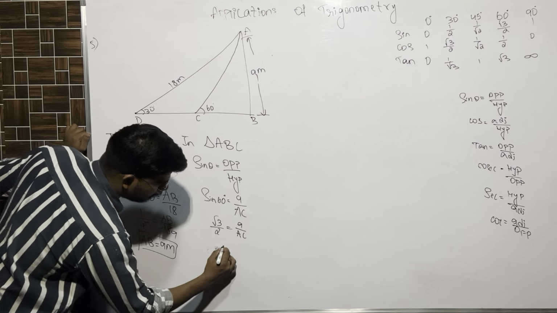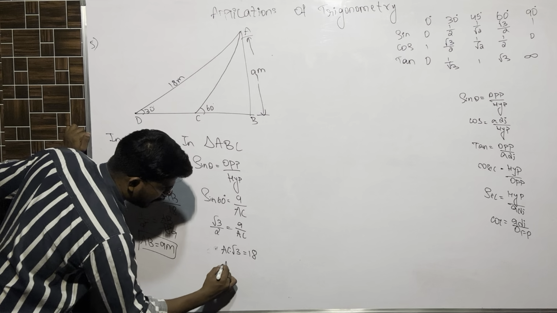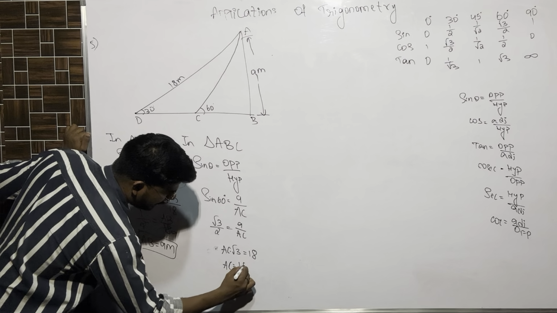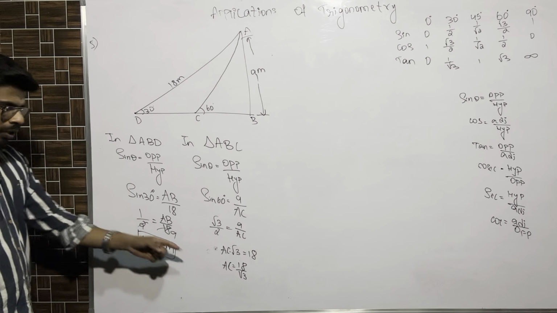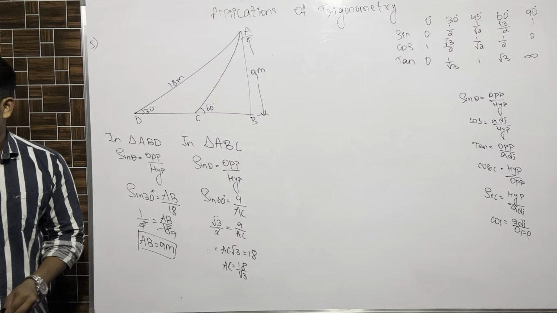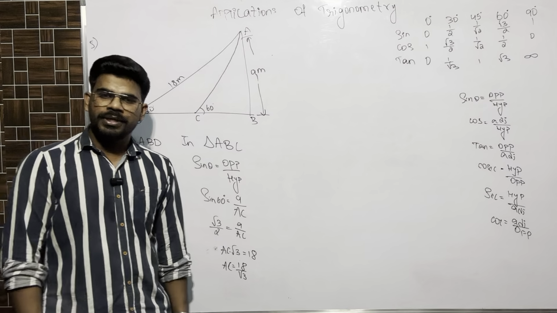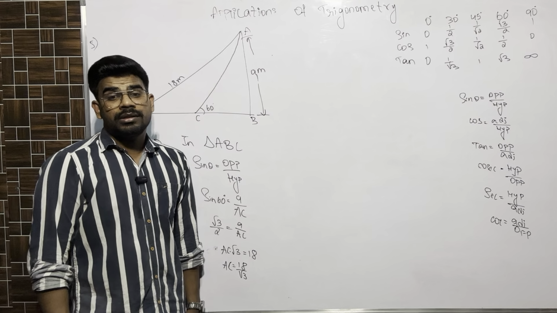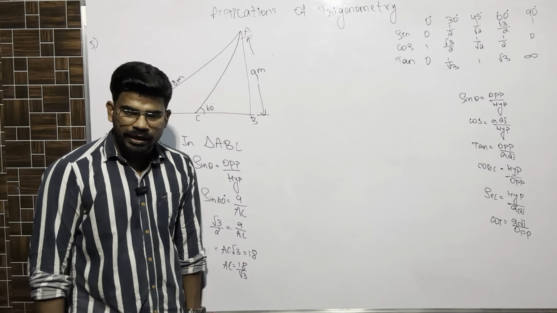AC into root 3, AC root 3 is equal to 18. From here, AC is equal to 18 divided by root 3. So, multiply and divide by root 3, not required here. In the previous question I told you that root shouldn't be there in the denominator, but that was the final answer. For the final answer, you are not supposed to leave root in the denominator.